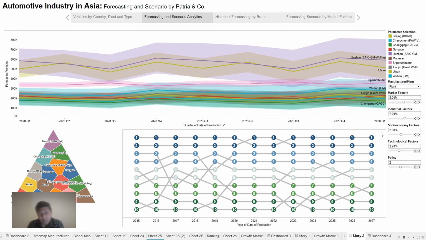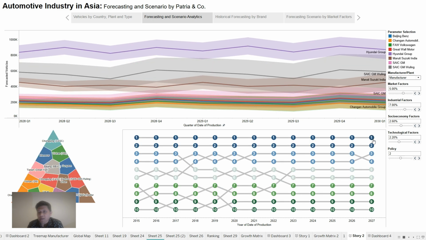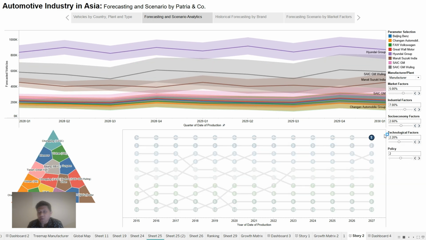So we can plot using the ranking map and evaluation trends. So we can see that Liuzhou lies in the top spot. Or, on the other hand, when we change to the manufacturer, we have Toyota, for instance. So they consistently stay in the top spot, then Hyundai, and so on.